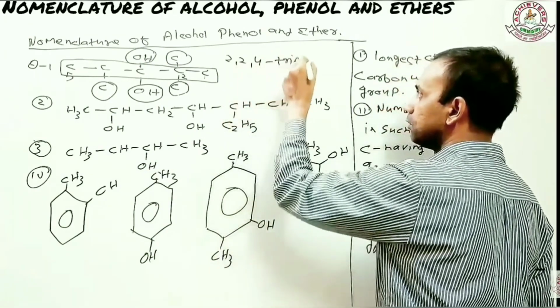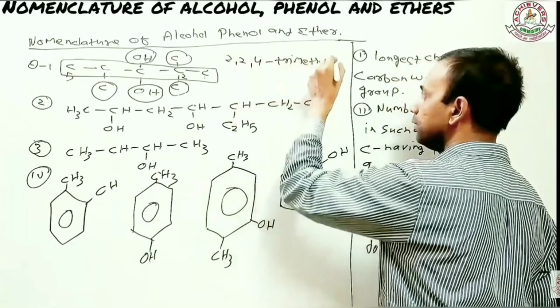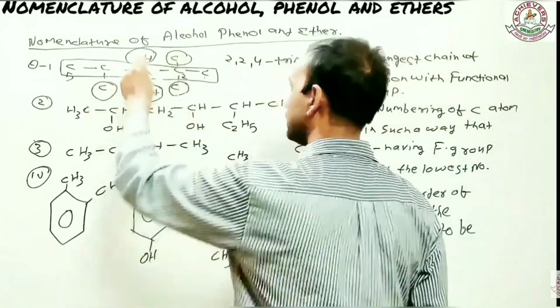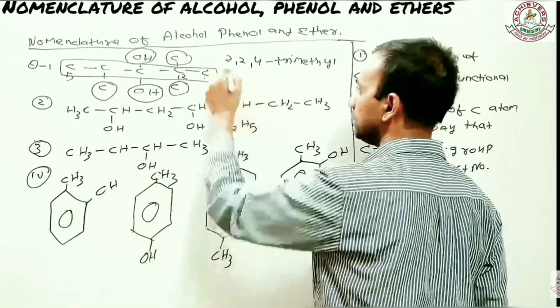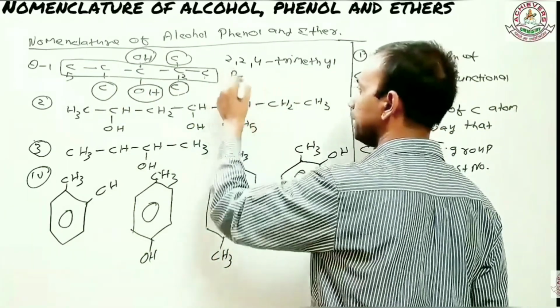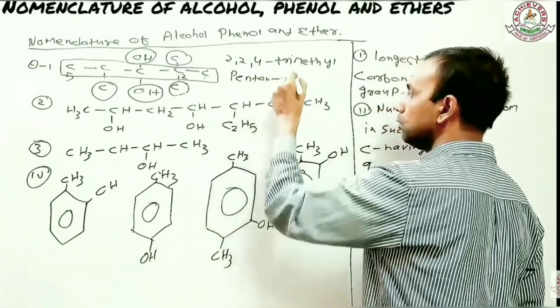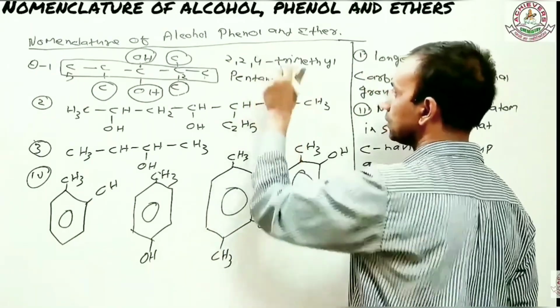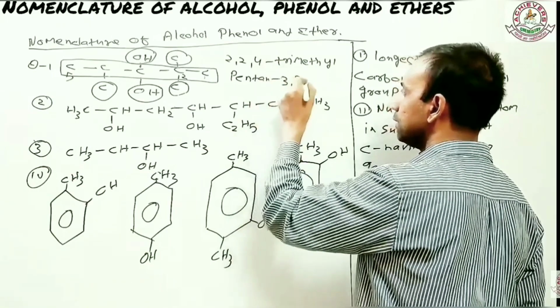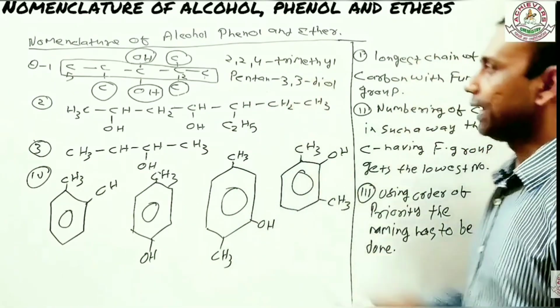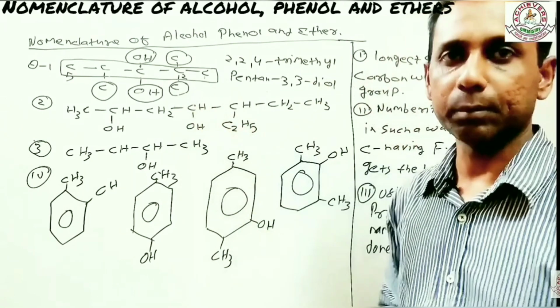Trimethyl, right? For these three, 1, 2, and 3. And then on the third, there are two hydroxyl groups. So this is going to be trimethyl pentane, 2, 2, 3, 3, because they are on the third position. 3, 3, diol. That's it. So that's the IUPAC name of this particular compound.